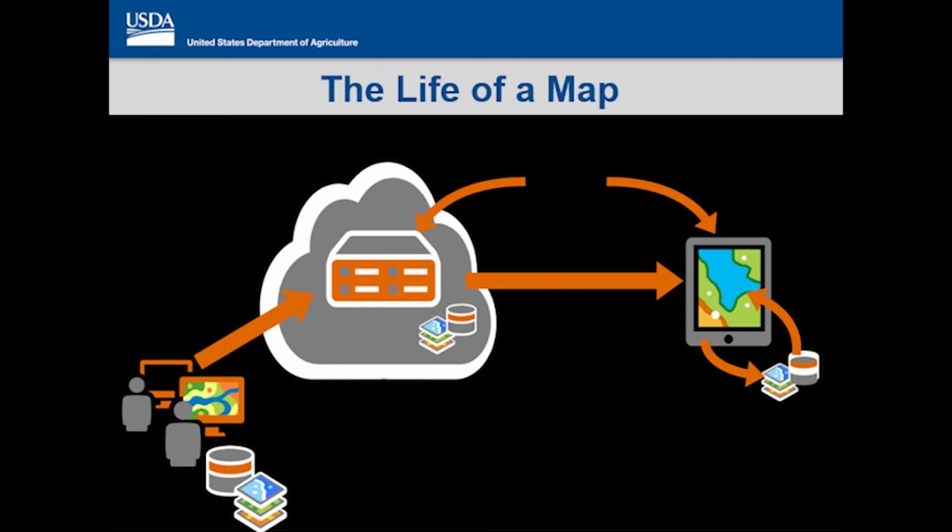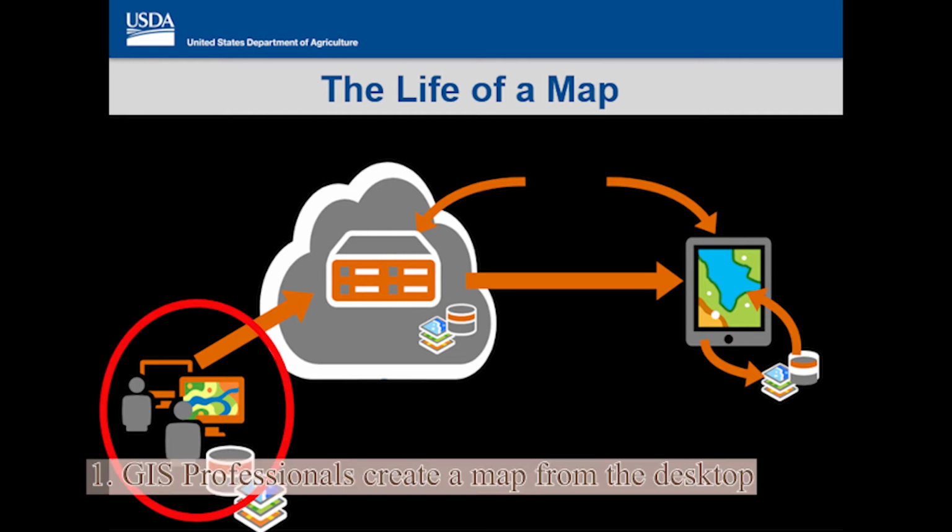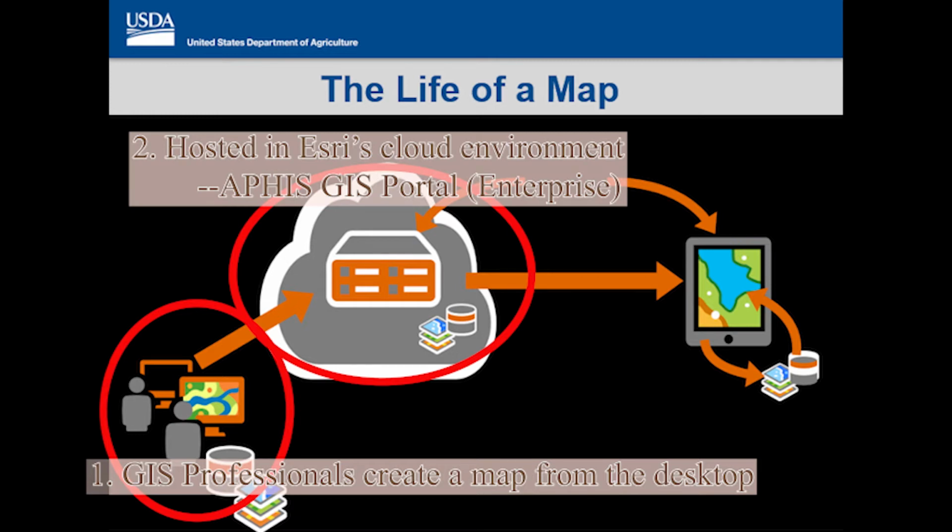A map is created from a desktop by the End User Tools group in PPQ. It may differ in your case depending on your program, but End User Tools creates a map that is then hosted or lives in the Esri cloud. And the APHIS GIS portal is just one of those cloud platforms.